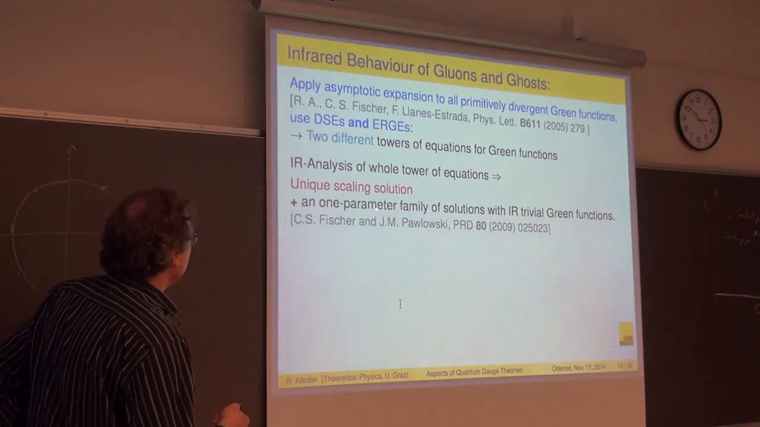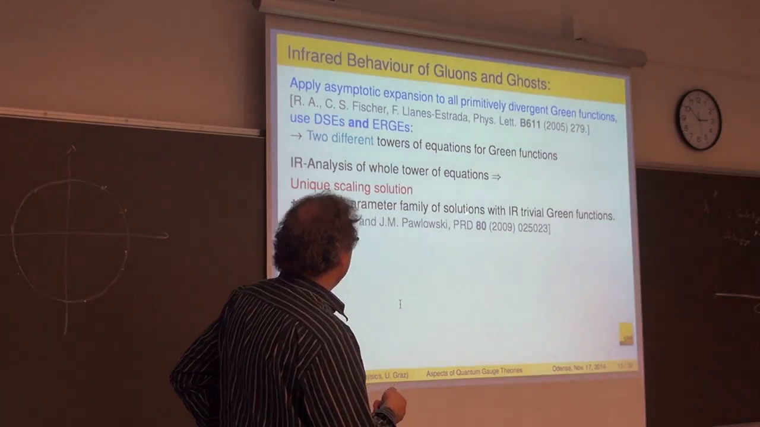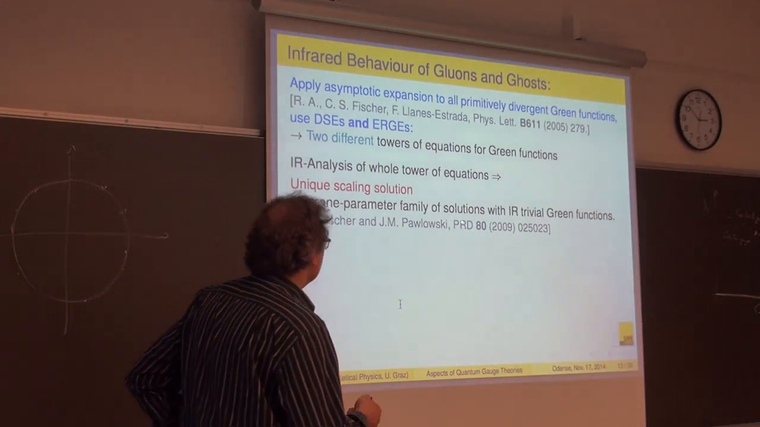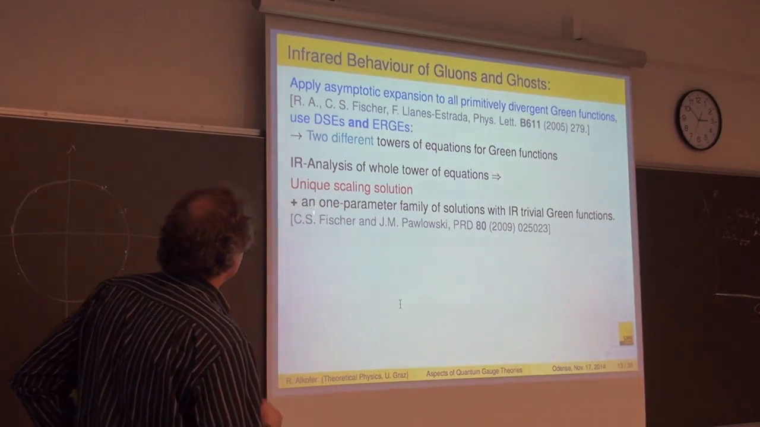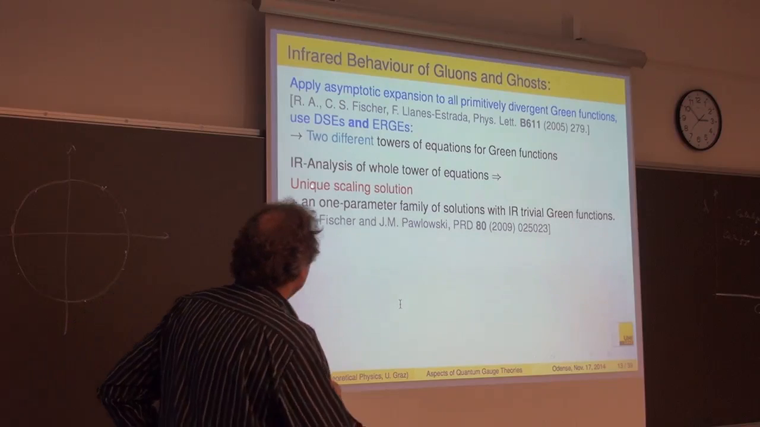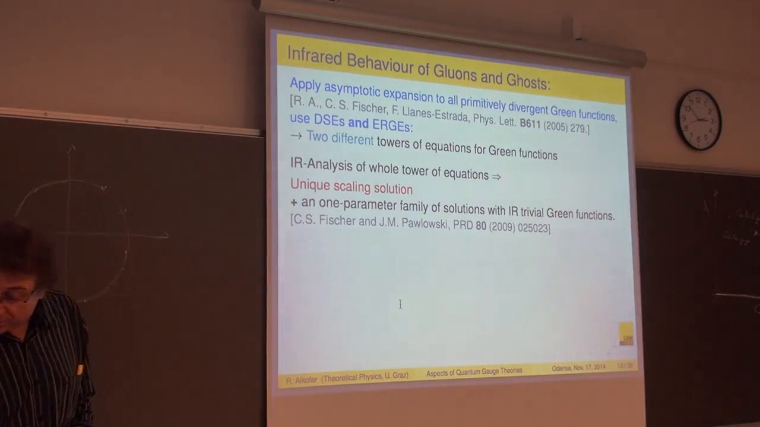And there are two endpoints of this one parameter family. The lower endpoint is, so to say, where the positivity violation of the gluon propagator finishes, and the upper endpoint is one where this infrared triviality turns into power laws, and we get one unique scaling solution.